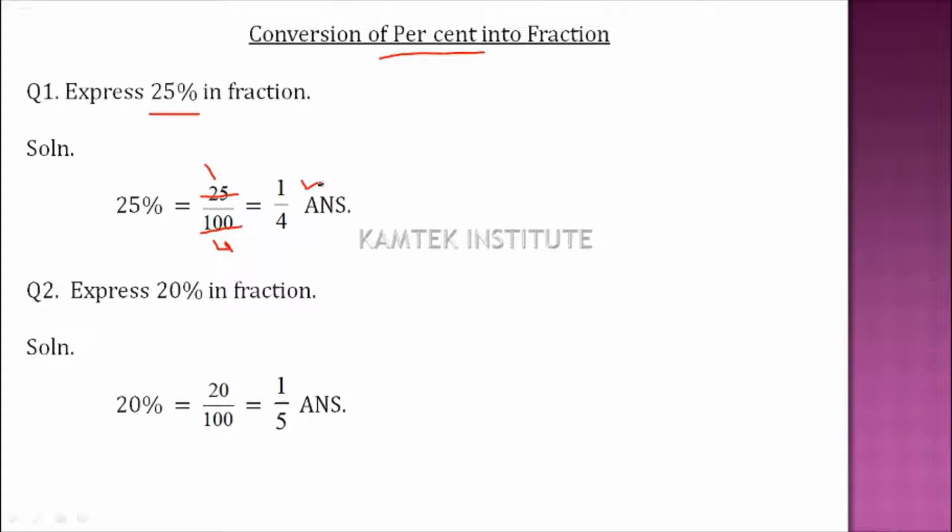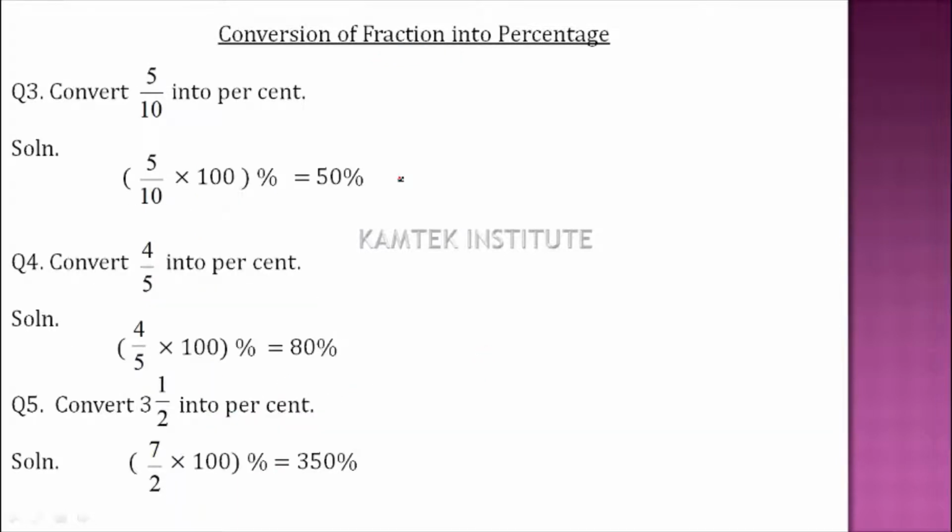Question number 2 says express 20% into fraction. So 20% again means 20 upon 100. And when we cancel, we get 20 ones are 20 and 20 fives are 100. So 1 upon 5 is the answer to the question. So this is how we're going to convert a percentage into fraction. So we come to the next question now.